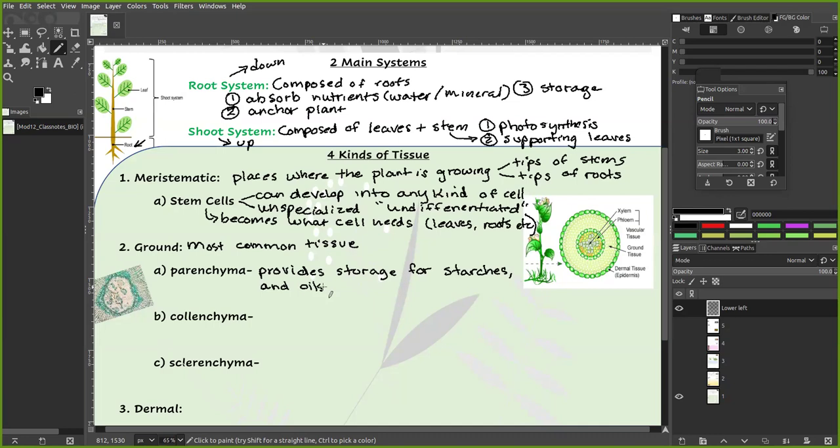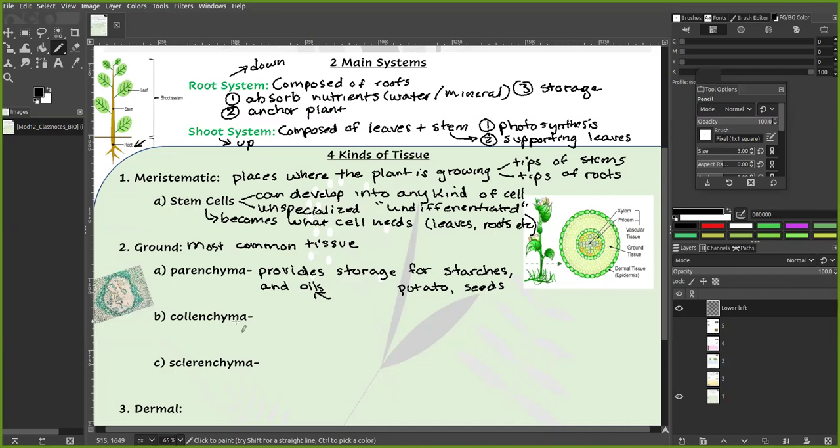Parenchyma is going to be found in things like a potato or in seeds. Seeds are a place where oils are stored because they're there for nourishment for the plant.